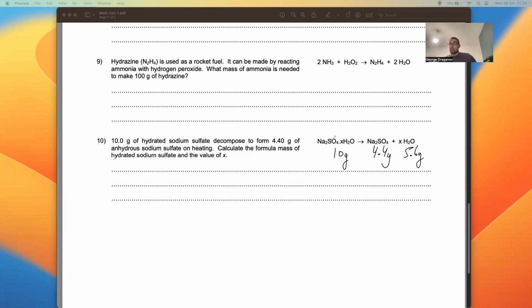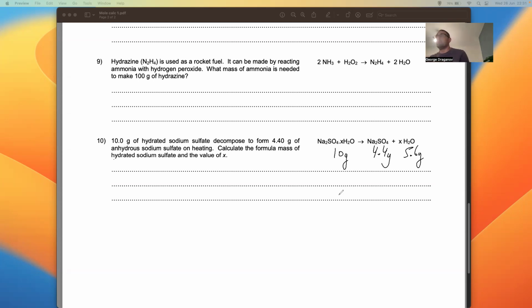You cannot find the moles of this directly because x represents a number. We do not know how many waters there are. So remember, the dot means water of crystallization, and it means that there's a certain number of water molecules inside the sodium sulfate crystal. Therefore, we can't actually work out the MR here because we don't know how many waters to add. So we can only work out the moles on the right.